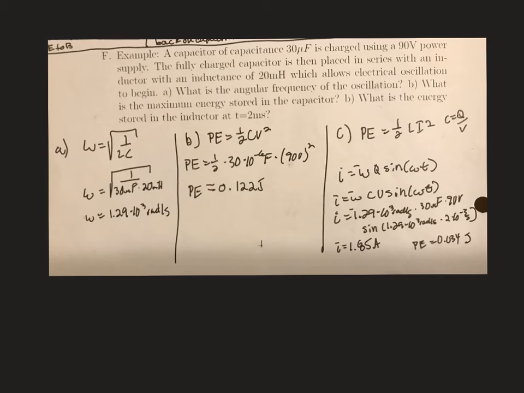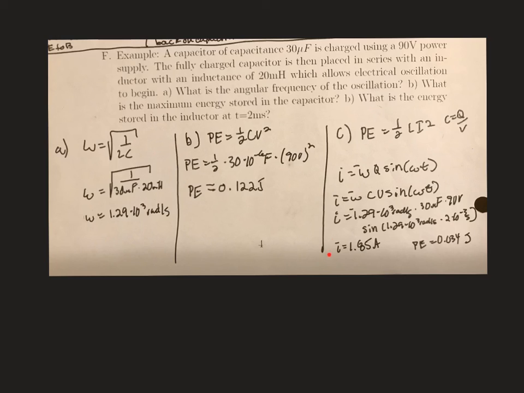Remember, the maximum charge comes from the power supply because we charged up the capacitor and then inserted it. So I've replaced Q with capacitance times the voltage. And luckily we found this back here in part A. Please be careful, you put your calculator in radians before taking the sine of the angular frequency times the time, because remember, this is in radians here.